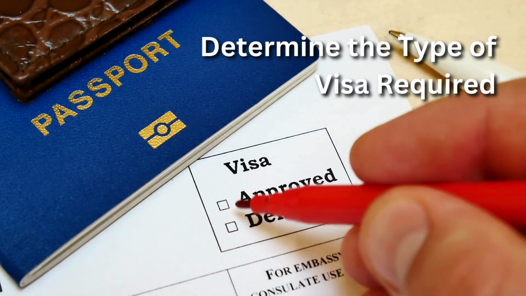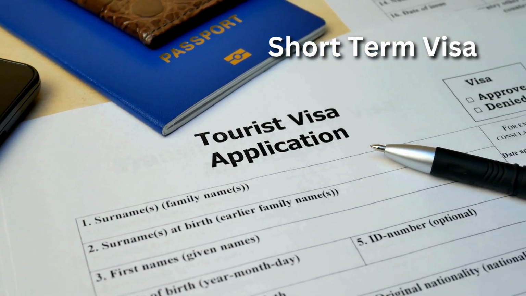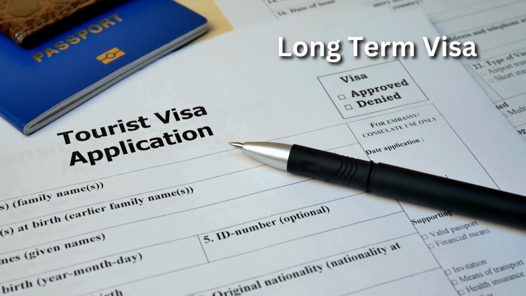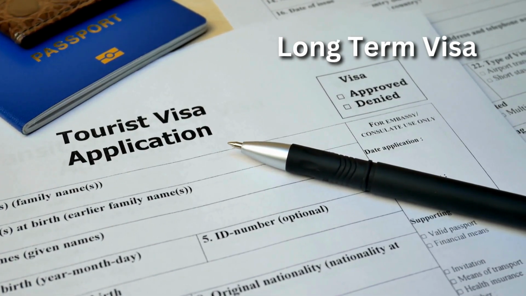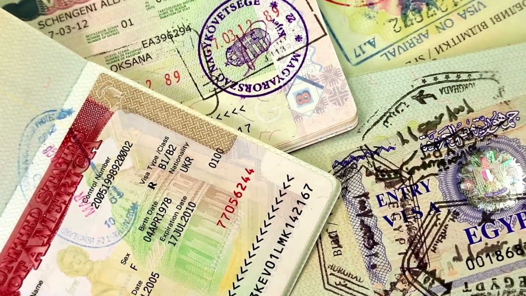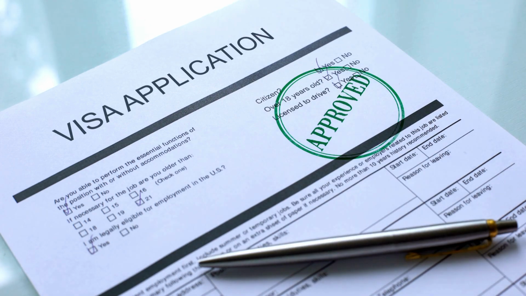Determine the type of visa required. Short-term visa, 30 days, ideal for tourists who plan to stay up to 30 days. Long-term visa, 90 days, suitable for those who wish to stay longer, up to 90 days. Multiple entry visa, for travelers who need to enter and exit multiple times within the validity period.